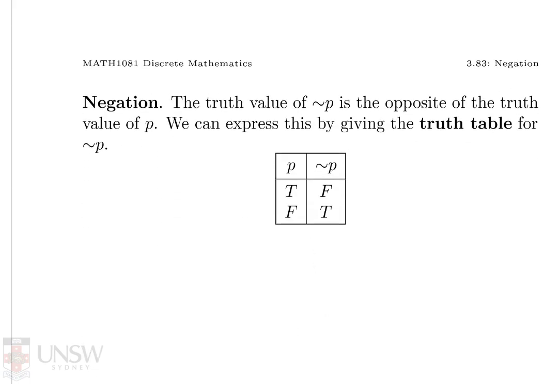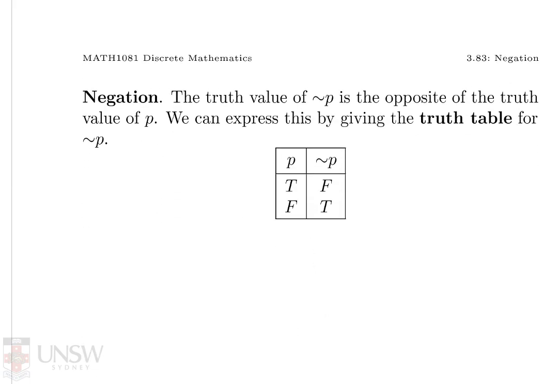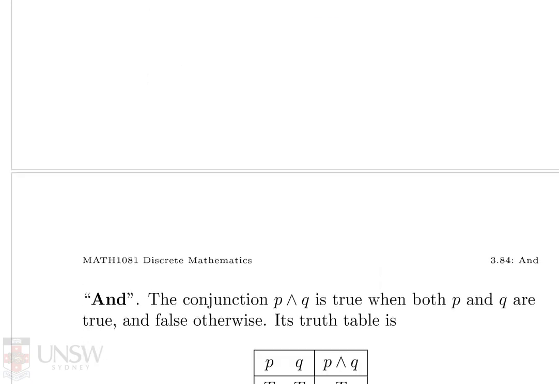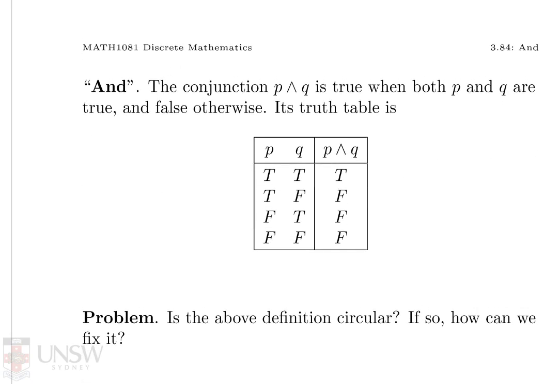Very easy one for a start, negation. The truth value of not P is the opposite of the truth value of P. You can do this by a truth table, and this just says that when P is true, not P is false, and when P is false, not P is true. That's a very easy one. I don't think we need to spend any more time on it. And I think and is also pretty easy.